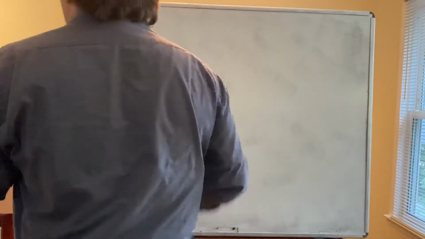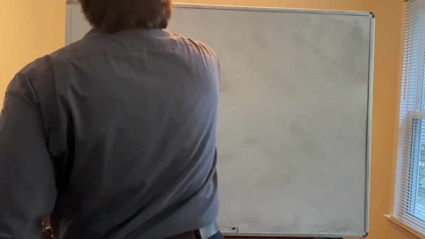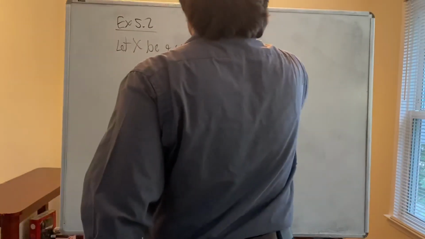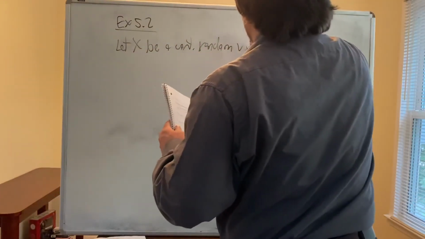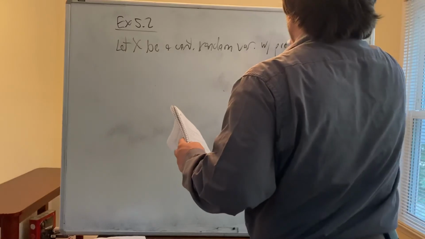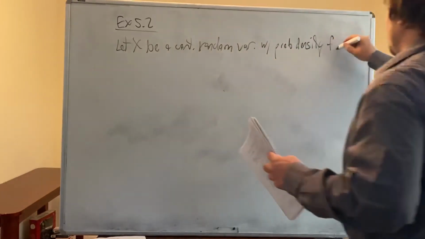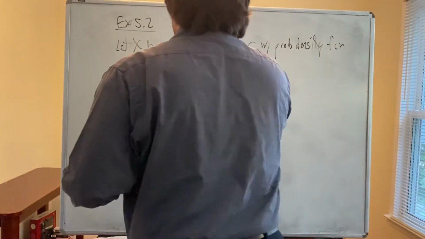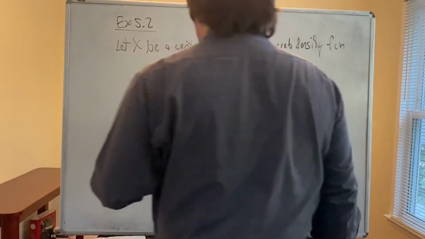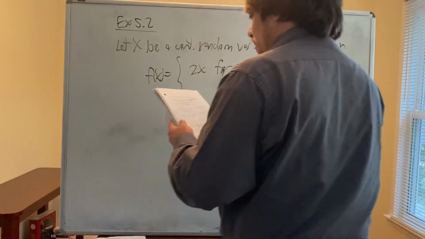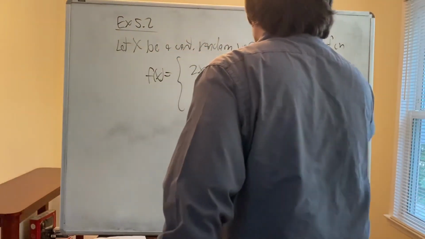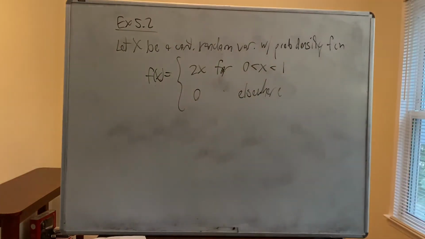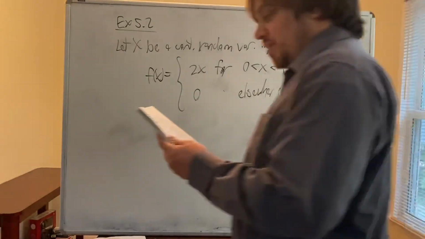So example 5.2. Let capital X be a continuous random variable with probability density function f of x equals 2x for 0 less than x less than 1 and 0 elsewhere.